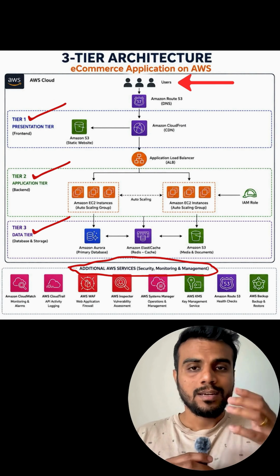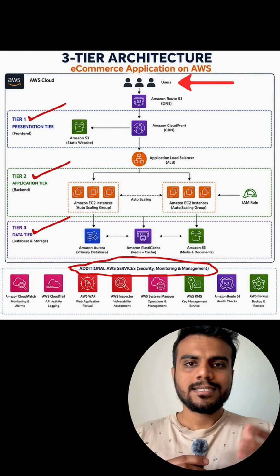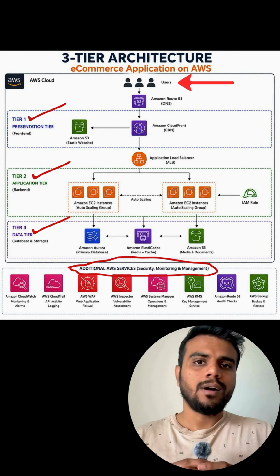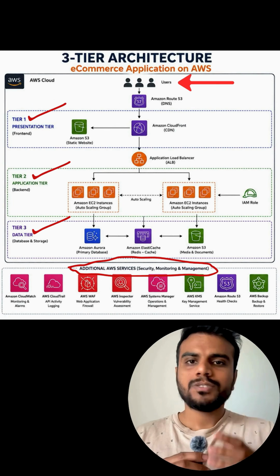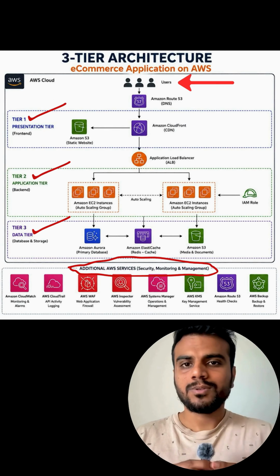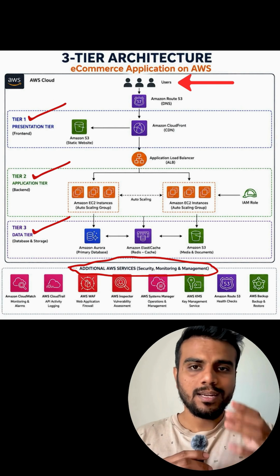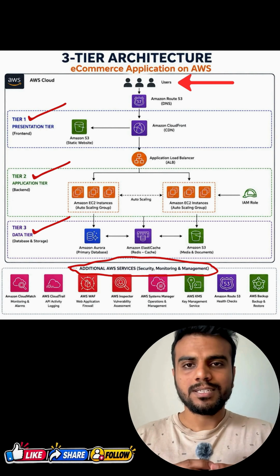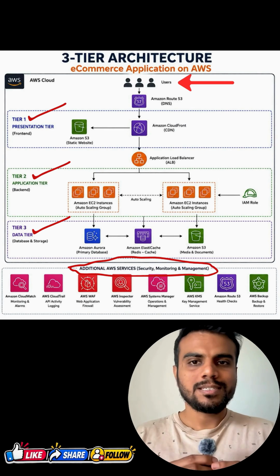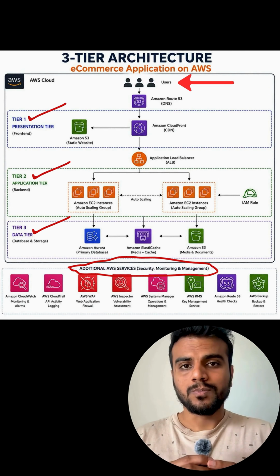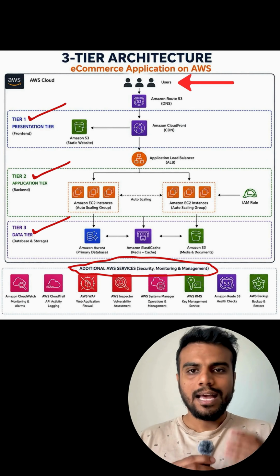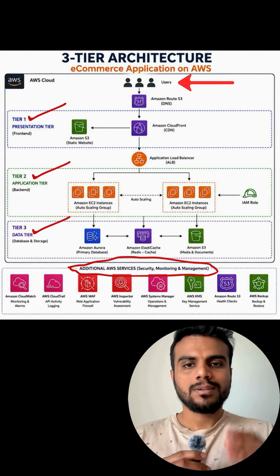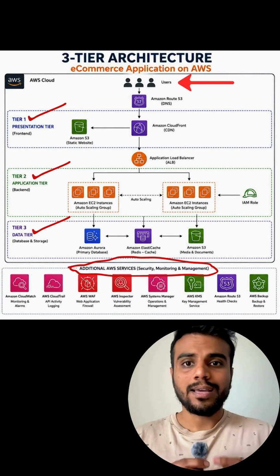static content. Now, when the user performs an action like searching for a product or adding an item to the cart, the request needs to reach our backend. That is where the application load balancer comes into the picture. It will distribute the incoming requests across multiple EC2 instances. These EC2 instances are managed by an auto scaling group, so the application can automatically scale based on the traffic. And then we will deploy them across multiple availability zones for high availability.